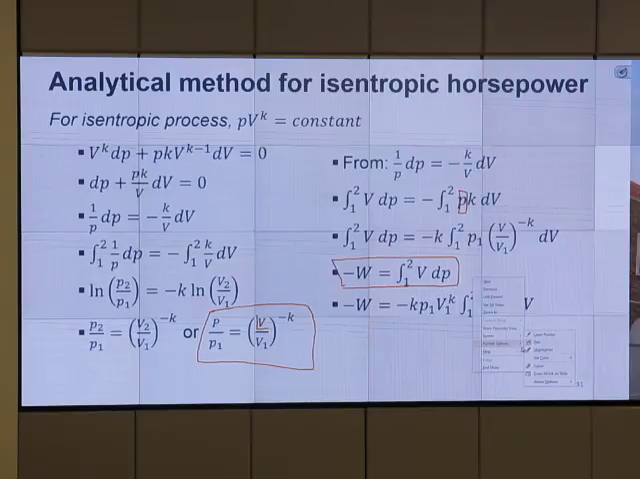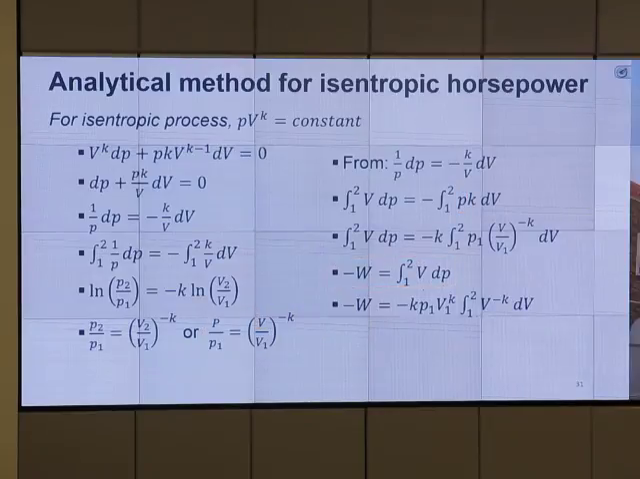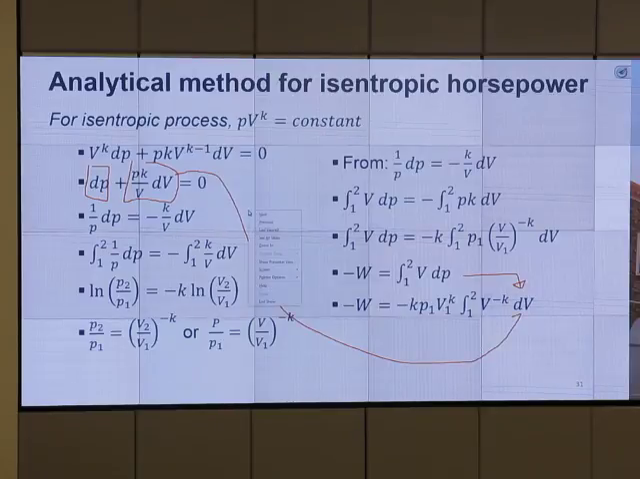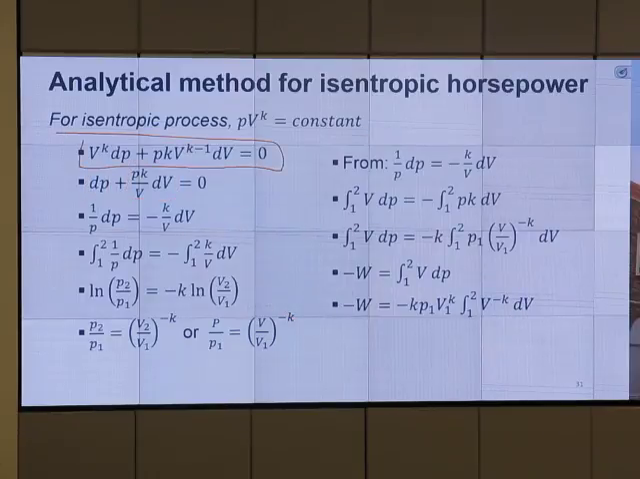Let me clear everything. I go from here to here, changing from dP to dV. Rearrange it by using the relationship that we already have early on. You see this one, right? dP equals minus PK over V dV. Substitute this back over there, or use the original equation on the top. That one.